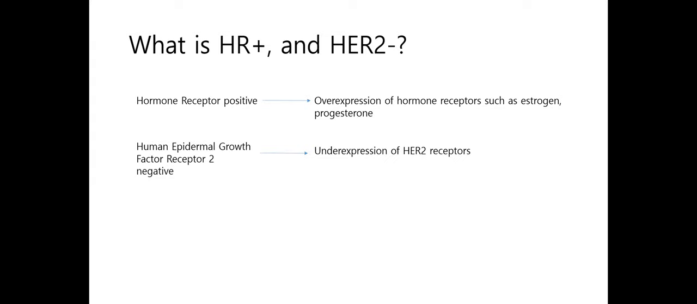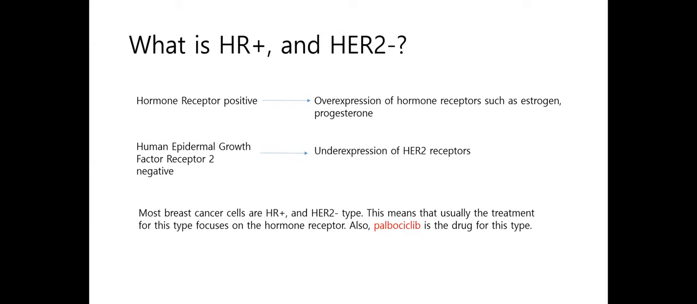So most breast cancer cells are HR plus and at the same time HER2 minus. This means that they have many hormone receptors for estrogen and progesterone, but not many growth factor receptors for HER2. So the treatment for this type of breast cancer usually focuses on the hormone receptor, and Palbociclib is the drug for hormone receptors.